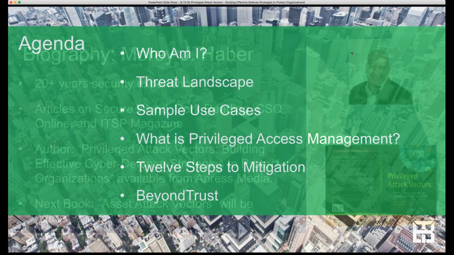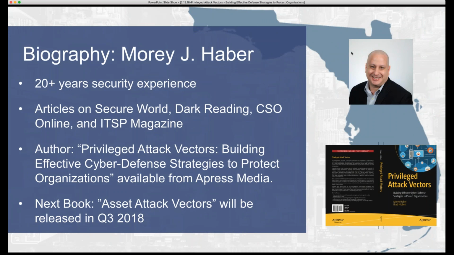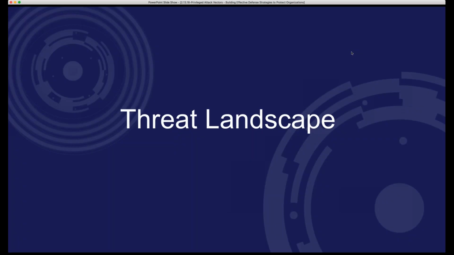Now, for those of you who've never heard me speak before or know who I am, I've been in the industry about 20 years. I publish regularly to Secure World, CSO Online, and various other online magazines. Recently published book at the end of December, available on Amazon and Springer, called Privileged Attack Vectors, the same name as the title of this presentation, and a new book coming in Q3 called Asset Attack Vectors. It's the complementary side to this presentation of worrying about how privileged attacks occur, the opposite side basically focusing on vulnerabilities and exploits. But I've been in the industry for quite a bit of time, and I want to share some of my knowledge with you about what privileged attacks really mean and how you can protect against them.